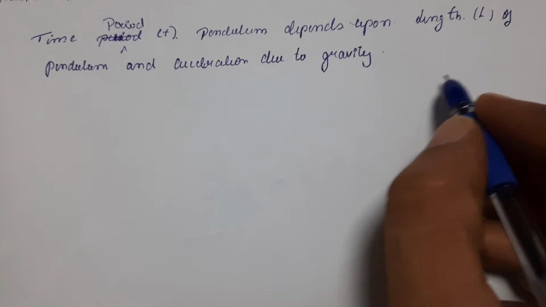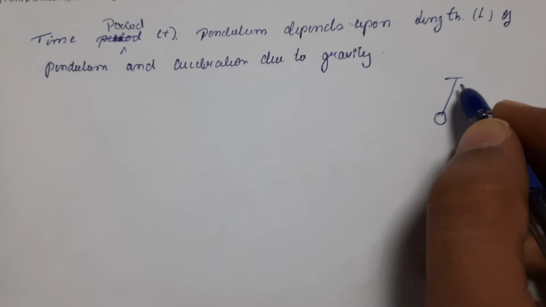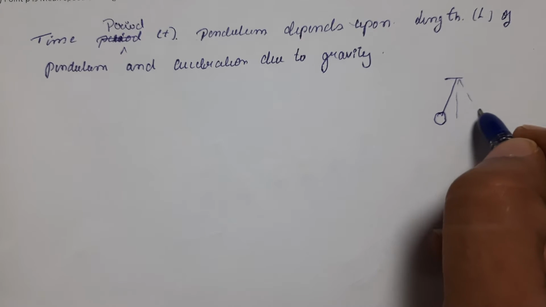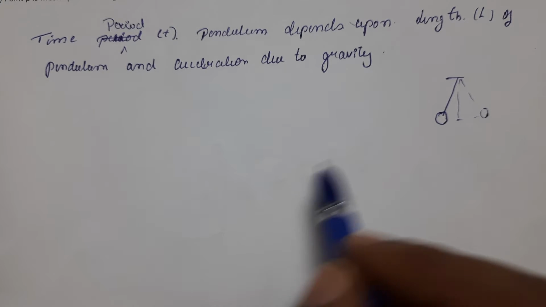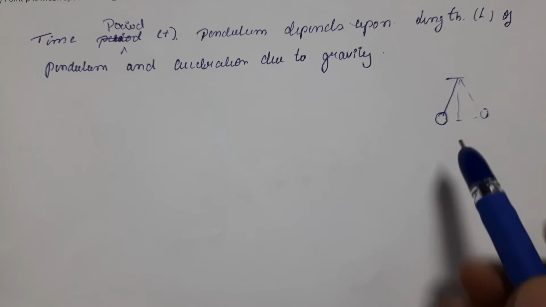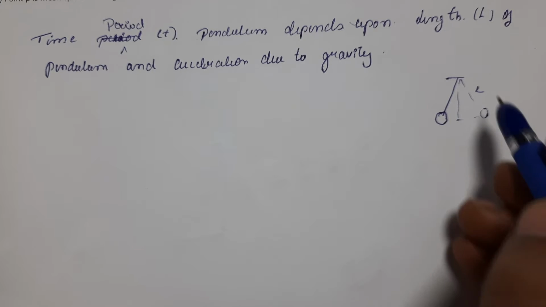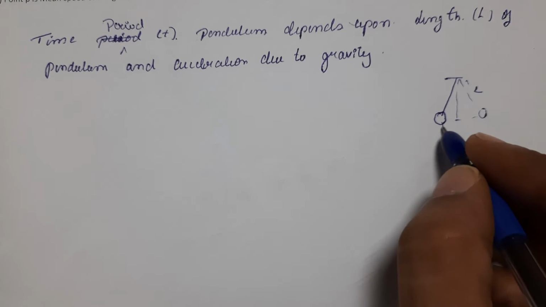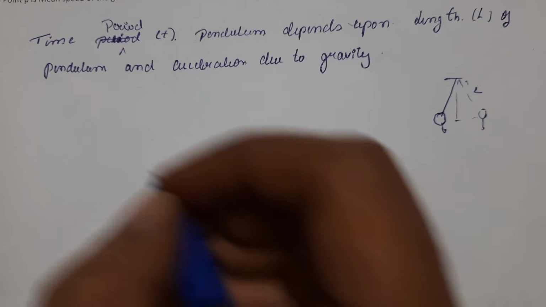Now here let us take a pendulum. This pendulum keeps on swinging here, oscillating. Now the time period of the pendulum T depends upon the length and the acceleration due to gravity here. Now let us derive an expression for the time period here.